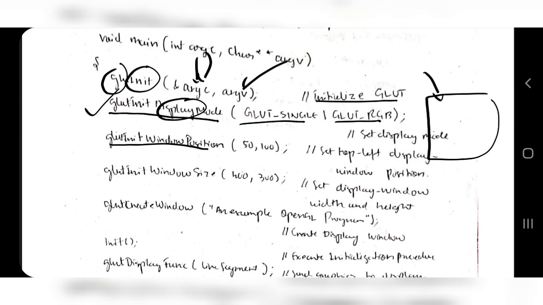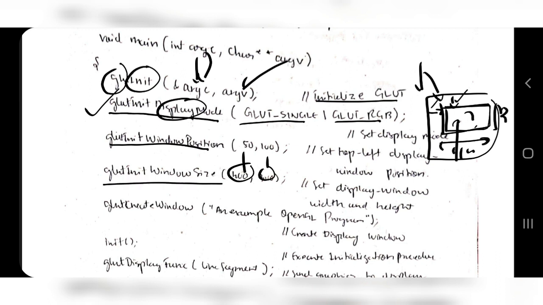And after that, the position of the window. Position of the window means from the top left where you are displaying, like 50 and 100 means 50 from the x-axis and 100 from the y-axis, I guess it's like this, but the concept remains same. Like 50 or 100, I'm not sure from where, but the thing is, from the top left, that much distance the window is placed. And what is the size of this window, that is defined here, 400 and 300 means this is 400 and this is 300, okay. So the window is also initialized, and we write the name of the window, like an example OpenGL program. So it will be written here. And after that, we are calling the init function. What does the init function do? Let's see that.